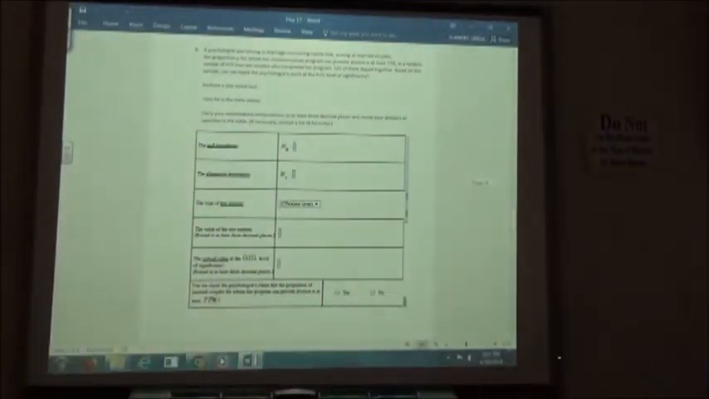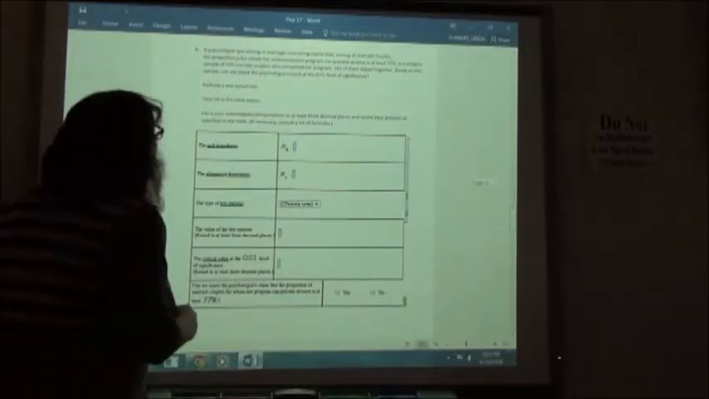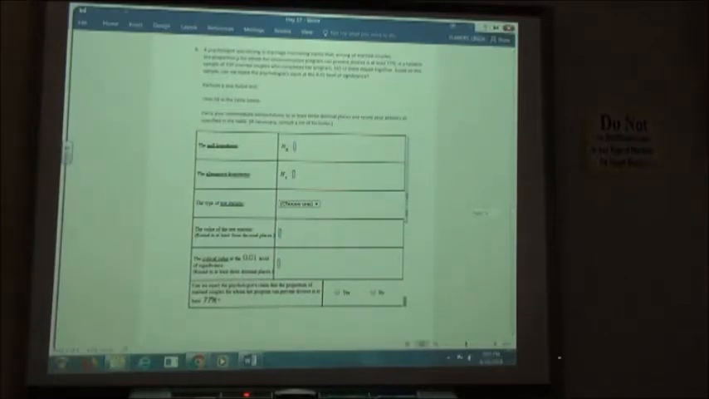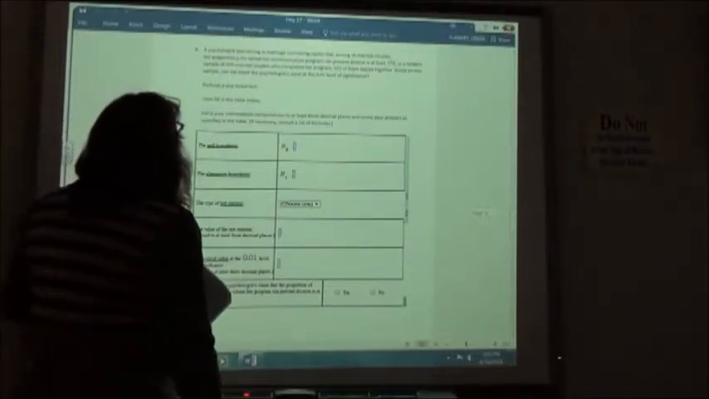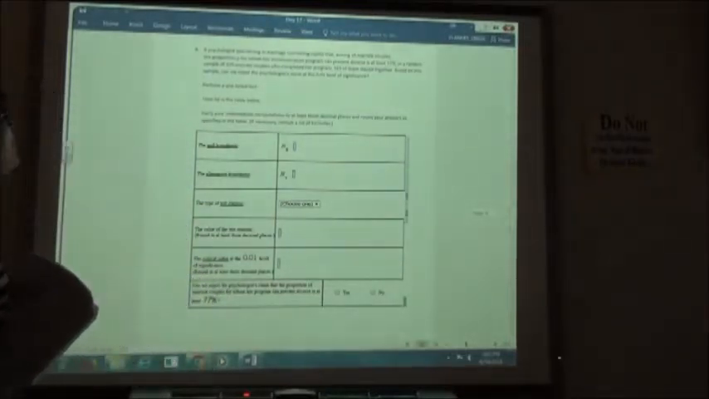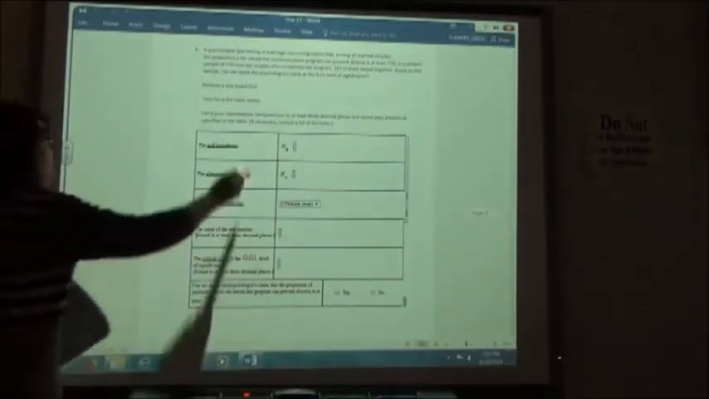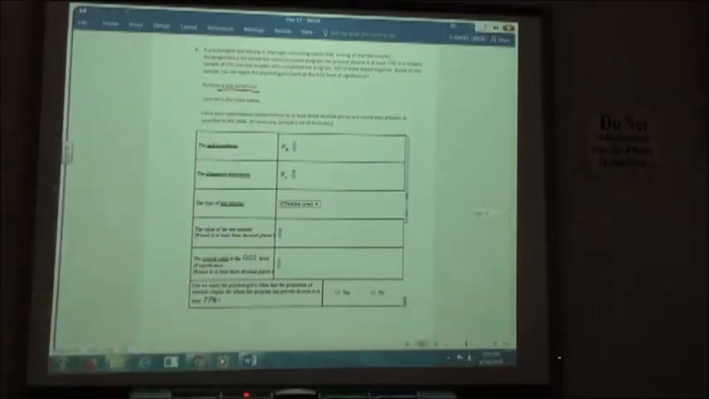Number 6. A psychologist specializing in marriage counseling claims that among all married couples, the proportion P for whom her communication program can prevent divorce is at least 77%. In a random sample of 220 married couples who complete the program, 165 of them stayed together. Based on this sample, can we reject the claim at a 0.01 level of significance? Perform a one-tailed test. We know if it's a one-tailed test, it's going to have the greater than or the less than, not the not equal to one.